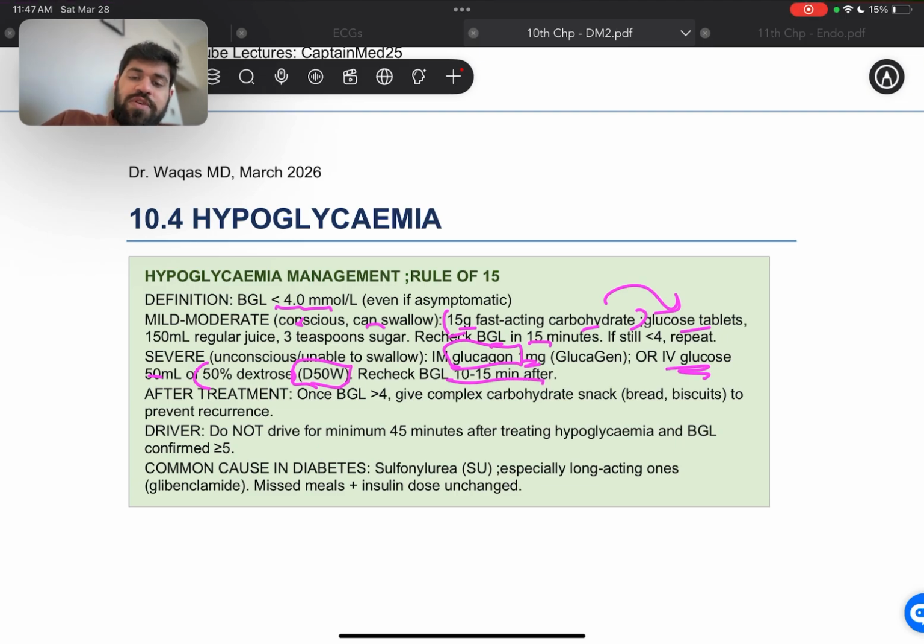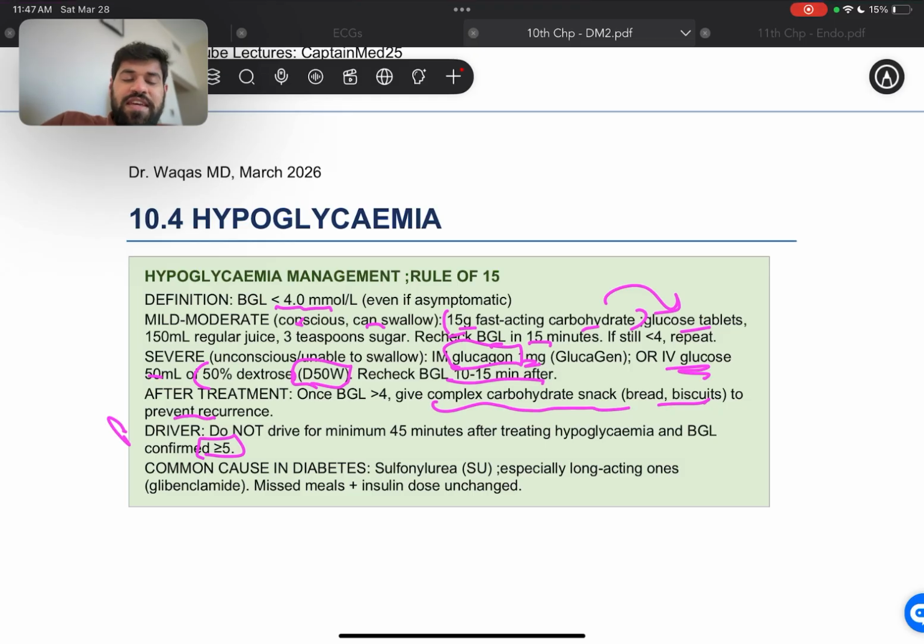Then after treatment, once the blood glucose level has gone up to 4, we give them complex carbohydrate snacks, so breads, biscuits, to prevent recurrence. An important fact is that we do not let them drive for a minimum of 45 minutes after treating hypoglycemia and BGL, which has been confirmed to be more than 5 in these patients.